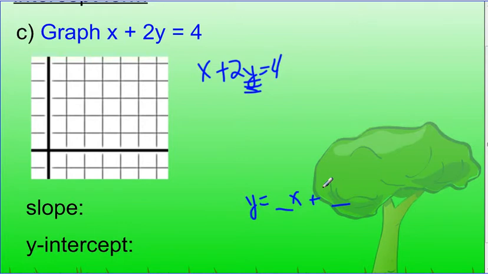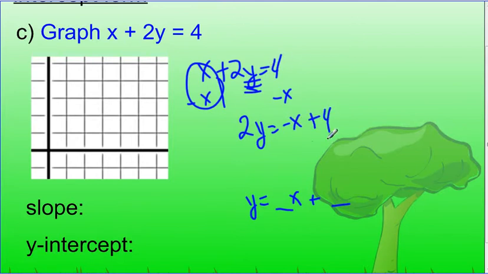So, no parentheses, no like terms, no variable on both sides. Get rid of the add and subtract. These cancel out. We get 2y equals negative x plus 4. Get rid of the multiply and divide, so we divide by 2. These cancel. Y equals. Now remember, this is negative 1x divided by 2.